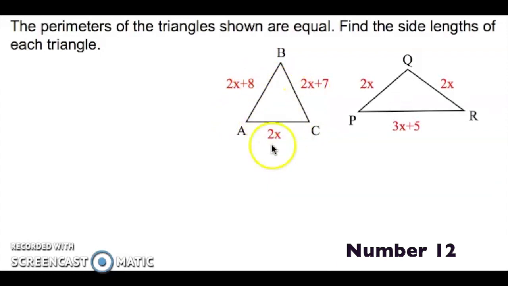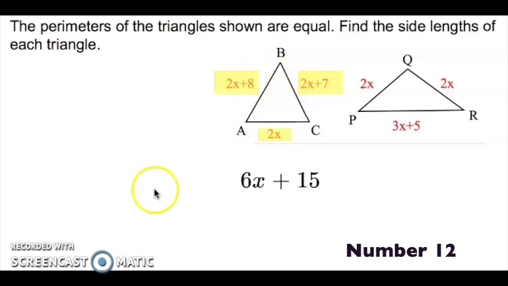So you add up these three sides to find the perimeter of triangle A, B, and C. Add these three sides to find the perimeter of triangle P, Q, and R. So to do that, we combine our like terms. So we have 2x plus 2x plus 2x, which is 6x, plus 8 plus 7 is 15. So 6x plus 15 for the first triangle.